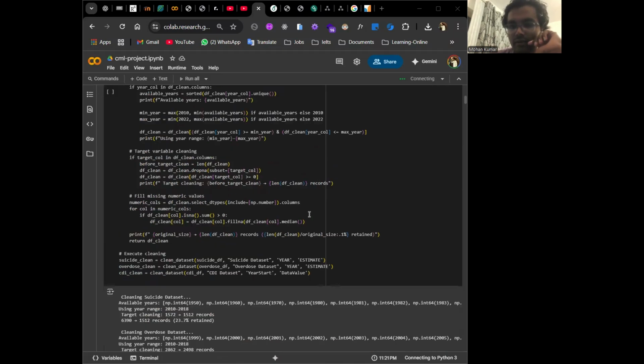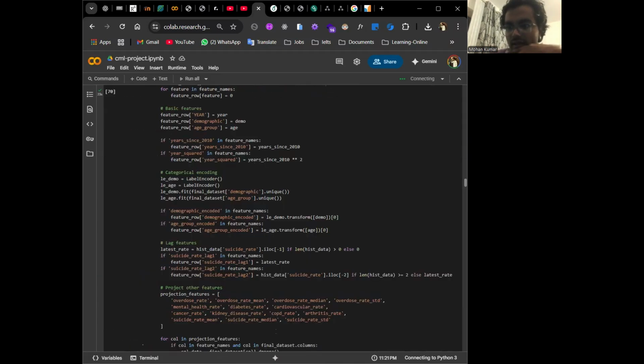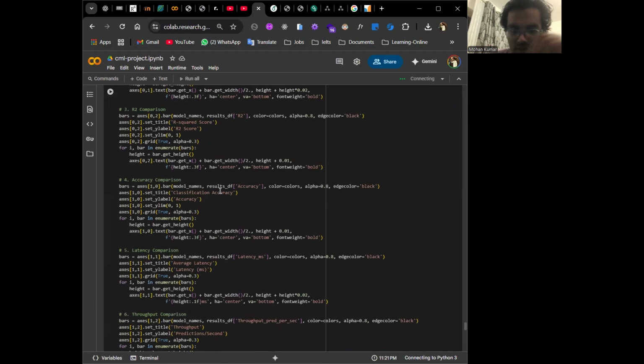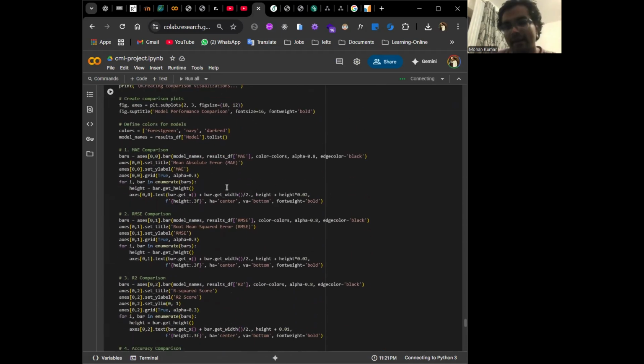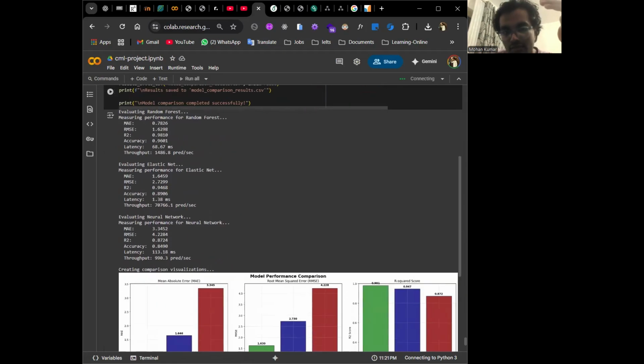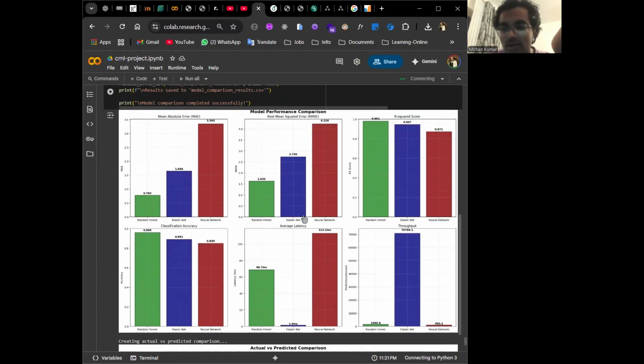So finally, we created a cell which compares each model. This is the last cell which compares all trained models. In our comparison, if we take the point of accuracy, the random forest outperformed the other two models. If we take elastic net as an example, the elastic net performed very well in the case of speed, latency, and throughput.